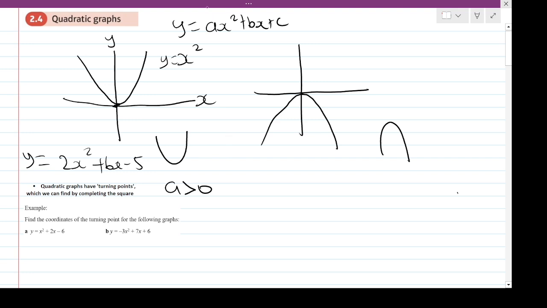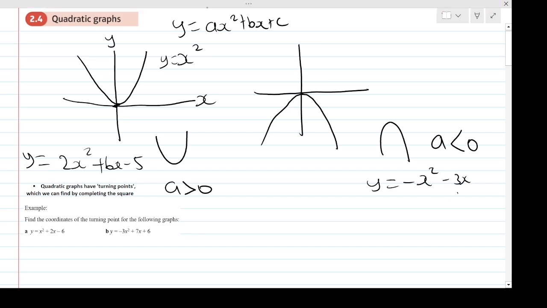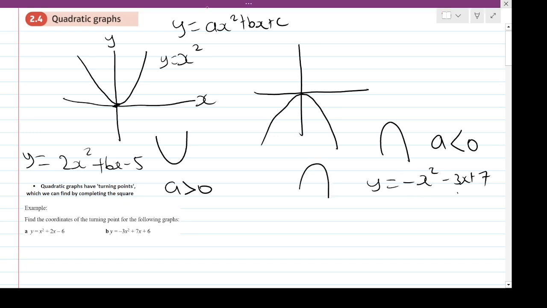Alternatively, if it has a frowny shape, then a is less than 0, so it's negative. For example, if y was minus x squared, minus 3x, add 7, I have a negative here, so it has to be a frowny shape. Again, frowny, sad, negative. That's a helpful way to remember it.